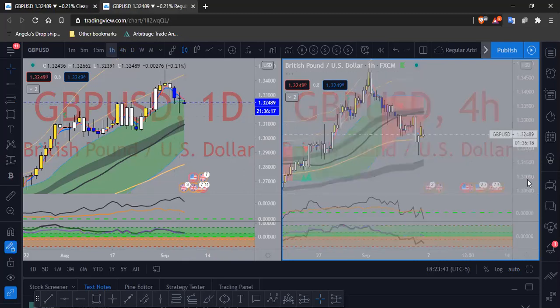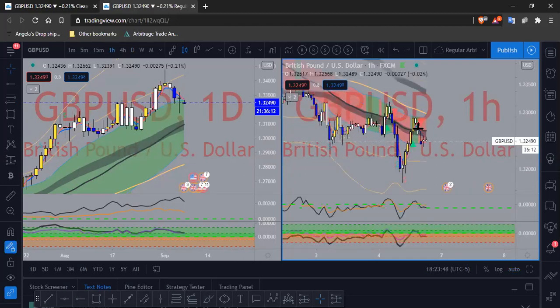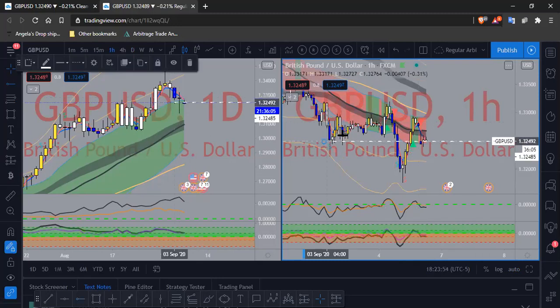Let me go on the 1 hour. Yeah, and it called for the sell right here. So unless it breaks through this low, which is like 10 pips away from where it's at, that's when I'll be like, okay, I'll get out of a GU buy. But as for right now, I'm kind of bullish until it breaks 1.32400.